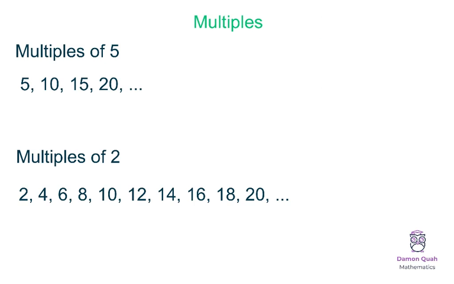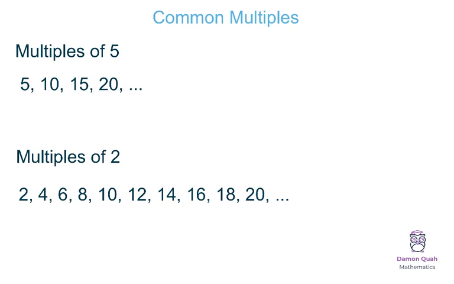Now we can remove the counters from the screen, and we can just clearly see that we've got our multiples of 5, which are 5, 10, 15, 20, and so on, and our multiples of 2, which are 2, 4, 6, 8, 10, 12, 14, 16, 18, 20, and so on. And let's now look at this idea of common multiples. What is it we actually mean when we're talking about common multiples?